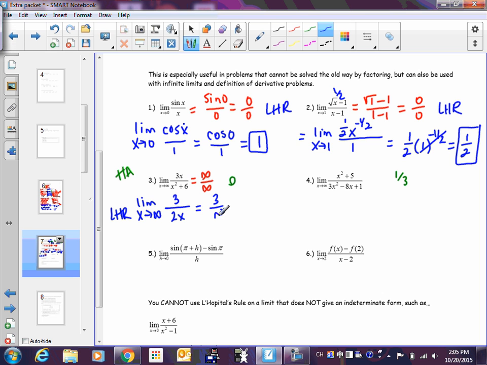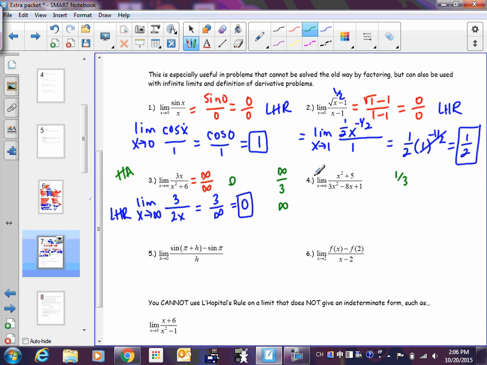And this time I have 3 over infinity. What is 3 divided by a really big number? It's a really small number, and when we're talking limits, we're talking 0. What if the infinity was on top? If we had a problem where we had infinity over 3, what would happen if you had a really big number and you divided by 3? Wouldn't you still have a really big number? Yes. So that would be infinity.